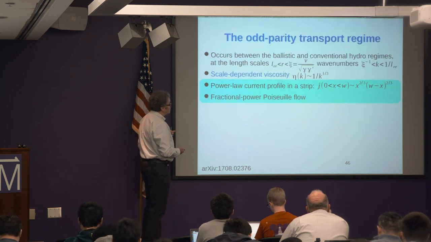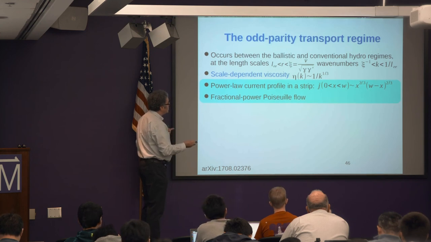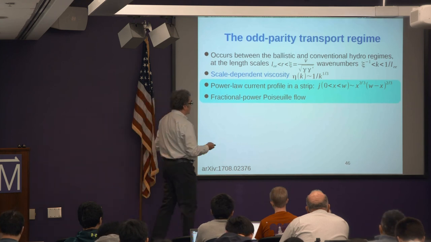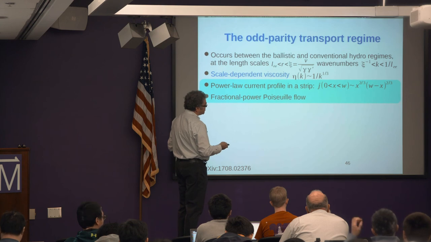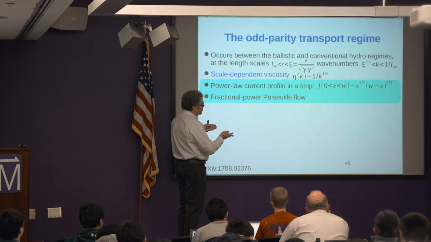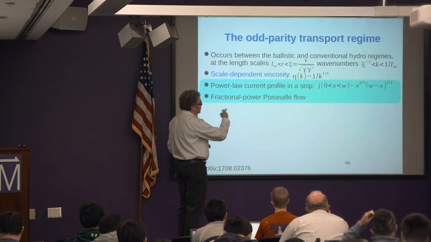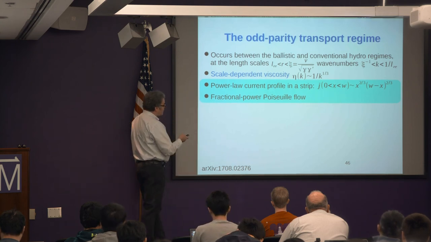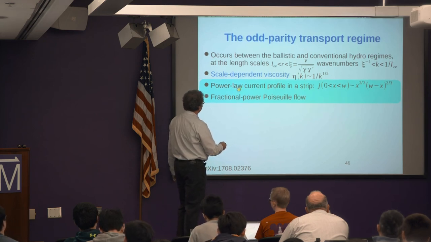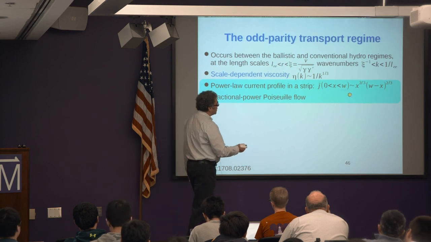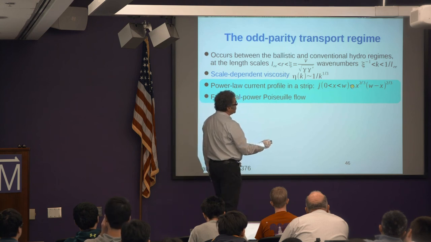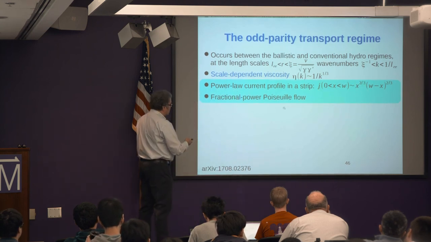The consequences of that are many, but one interesting thing one can ask is what will be the change of the profile, let's say, of a fluid flowing in a confined geometry. We know that if a fluid flows in a pipe, then there will be a parabolic Poiseuille profile. If you do the same analysis here, you find that because viscosity is now a power law function of length scale, the current profile instead of parabolic becomes a fractional power law. It will be something close to the 2/3 power of Poiseuille flow.